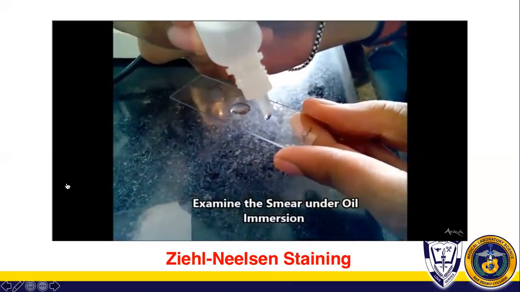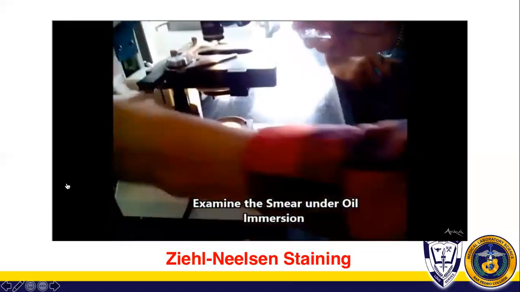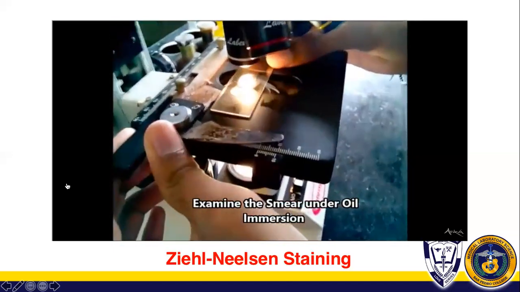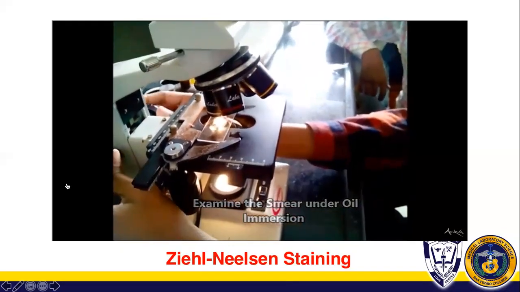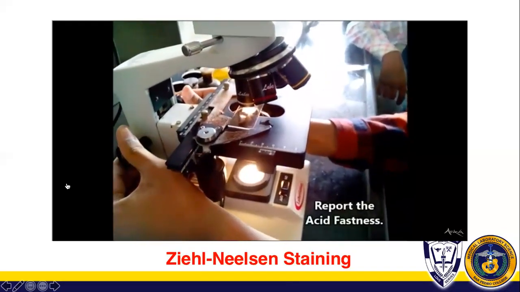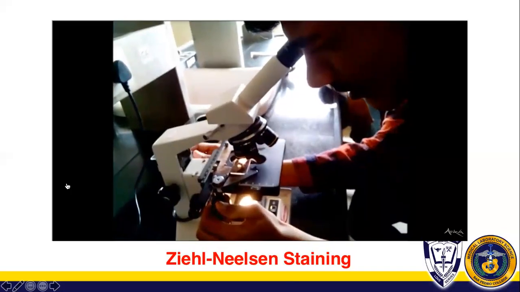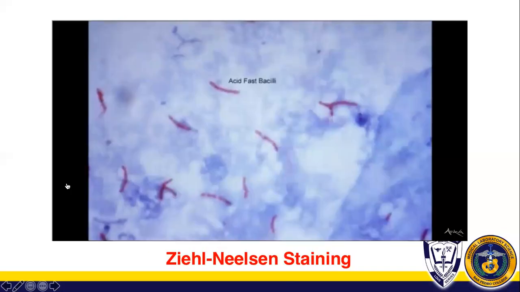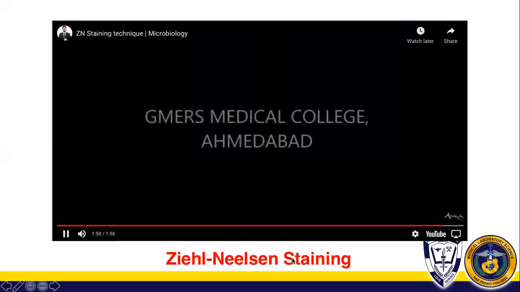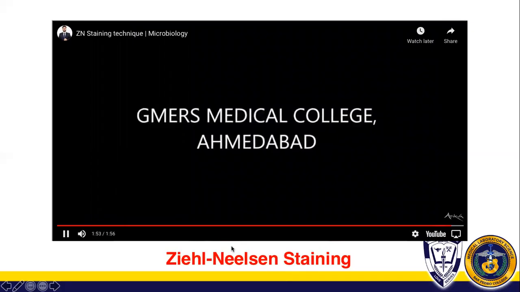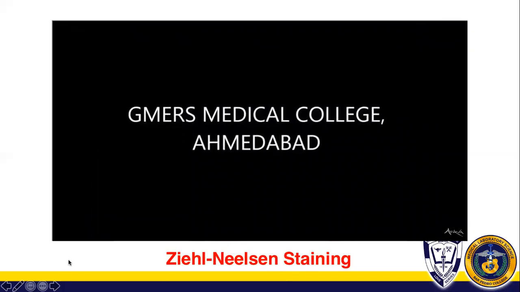Sometimes artifacts from carbol fuchsin may stick on the smears, so you may use filter papers. You can put filter papers on top of the smears and then flood that with carbol fuchsin. So those are your acid-fast bacilli, red, and your blue background. So that's Ziehl-Neelsen staining. Heat is applied in that process.